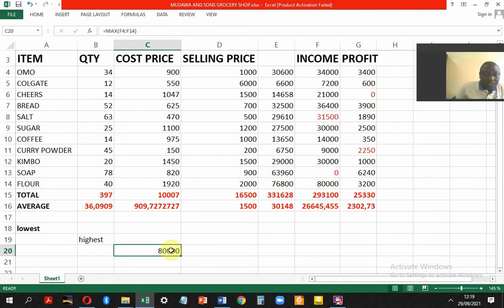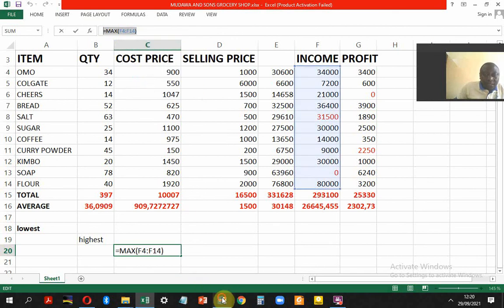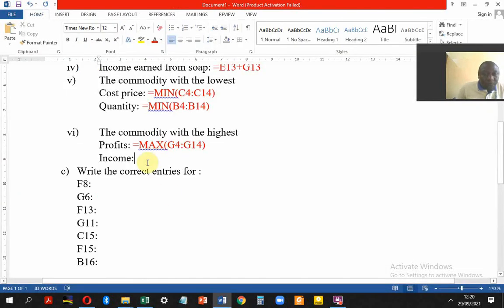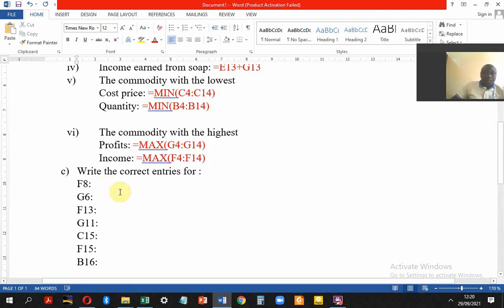So in case they ask for the commodity, it is flour. Flour is the one that has the highest what? Income. But they want the formula. So the formula is simply highlight here and then we come and write that formula there. Good. So this one also we make it red. Okay, so it becomes easy.